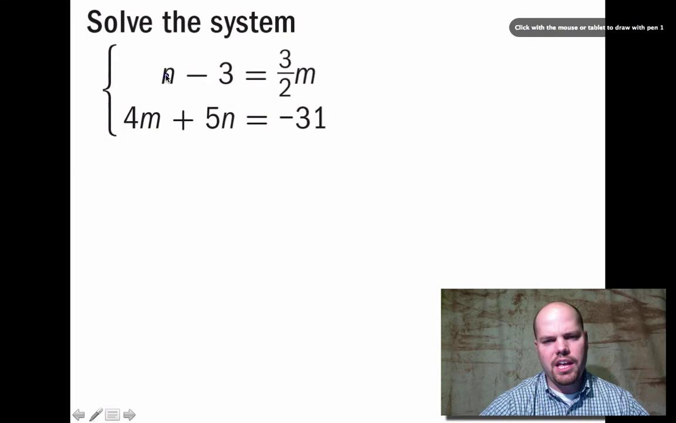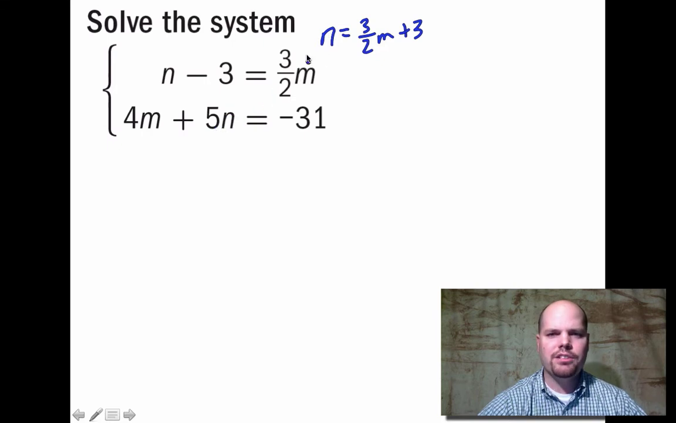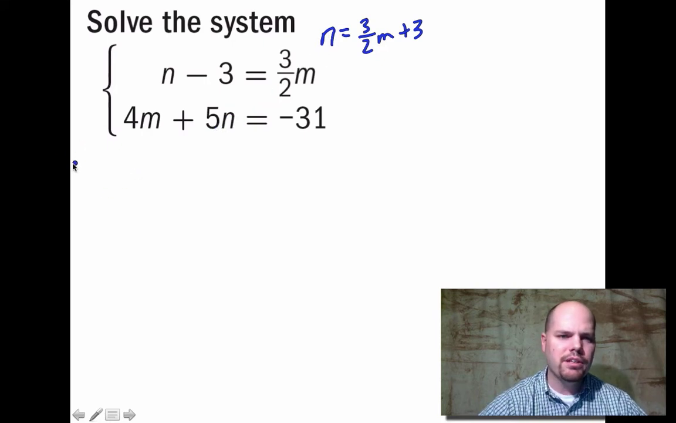This is just n and minus 3, so it would be pretty easy just to add 3 to this equation and make it n equals 3/2 m plus 3. And now I have a variable by itself that would be easily substituted into the bottom equation. So probably the substitution method would work best here.